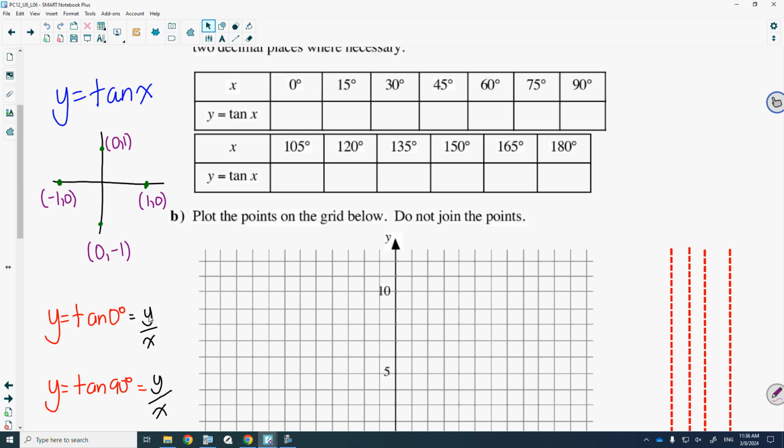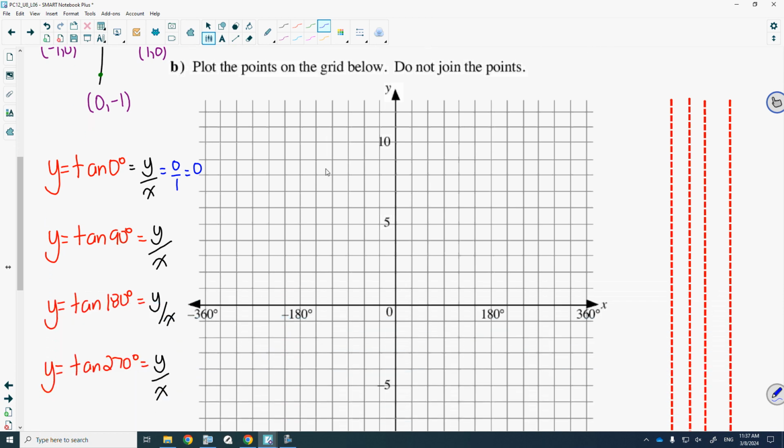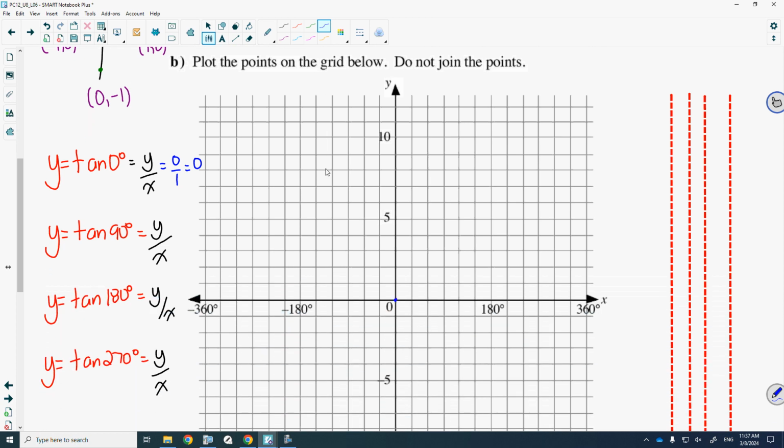Remember that tan is y over x. So if I go to 0 degrees, so 0 degrees would be right here, it would be y divided by x, so 0 divided by 1. 0 divided by 1 is 0. Okay, so what that means, when x is 0 degrees, my y value is going to be 0 as well. So the tan graph is going to have an x-intercept right here.